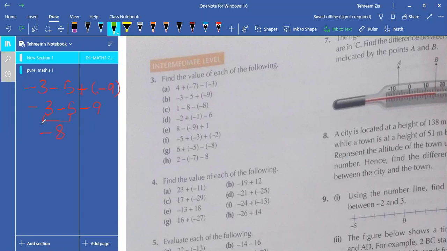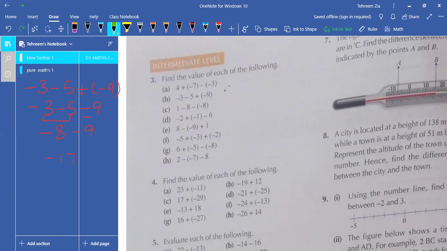Minus, and minus minus is going to come in the same way like here. So we have minus 8, minus 9. What will be the answer? Yes, the answer would be minus 17.